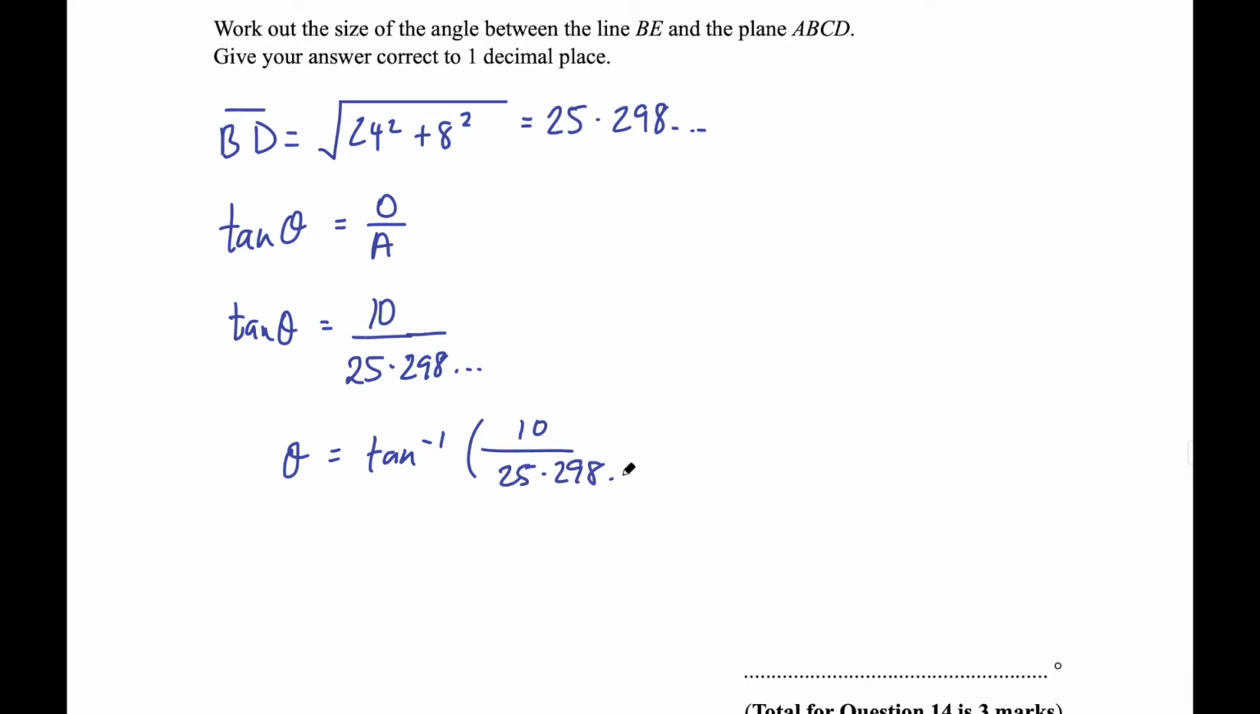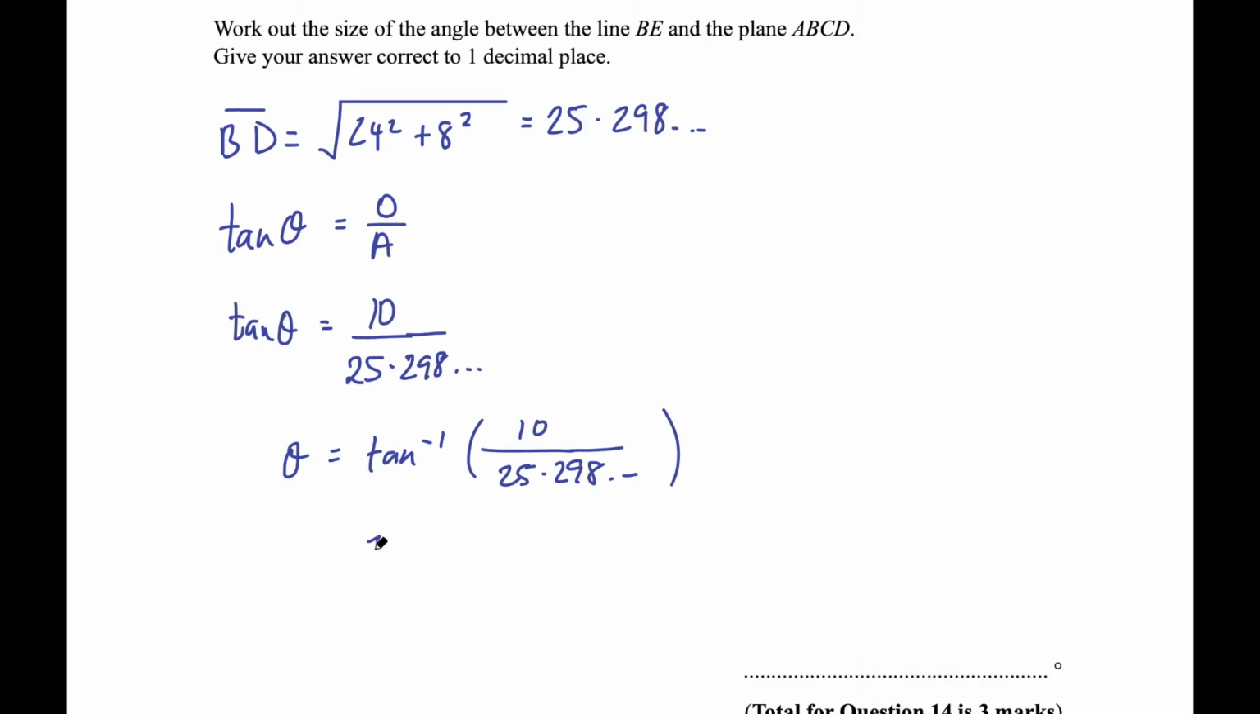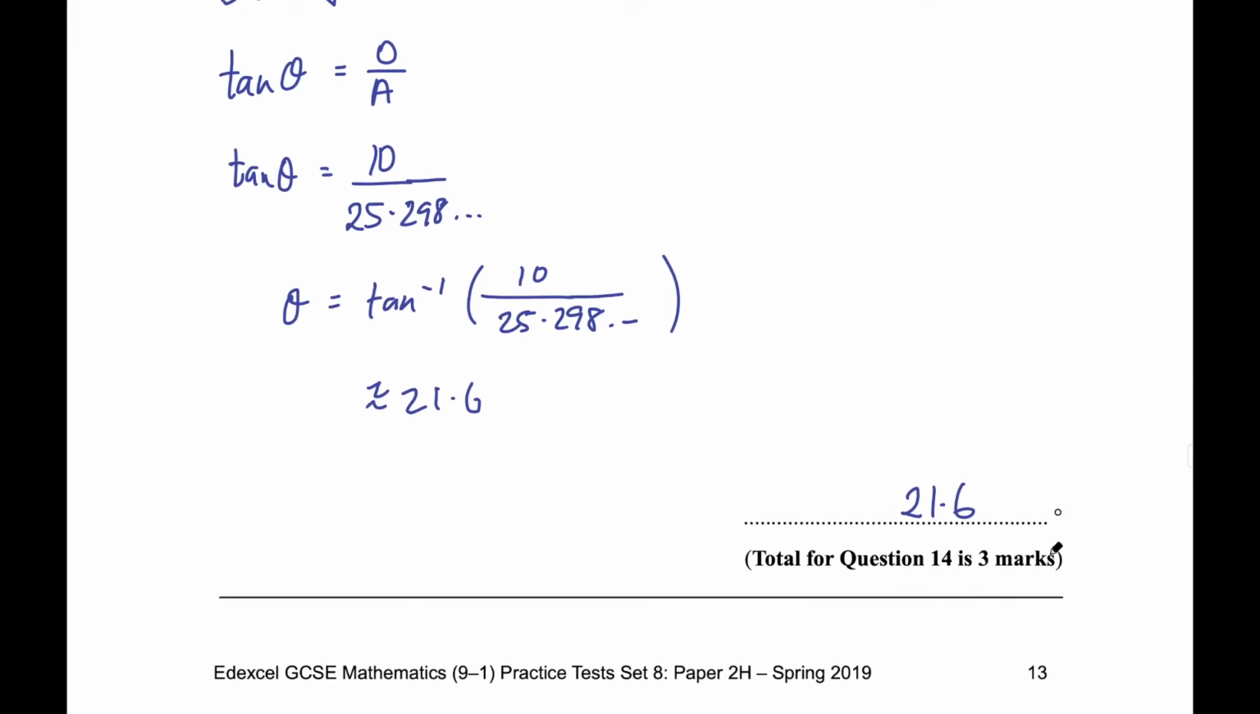So then I want to put that into a calculator, and I get 21.568, and it says give your answer correct to one decimal place. So look at the second decimal place. If it's above 5, I need to round up, so I need to add 1 to that 5. So this is going to be approximately 21.6 degrees. So final answer there, 21.6 degrees, for a total of 3 marks for question 14.